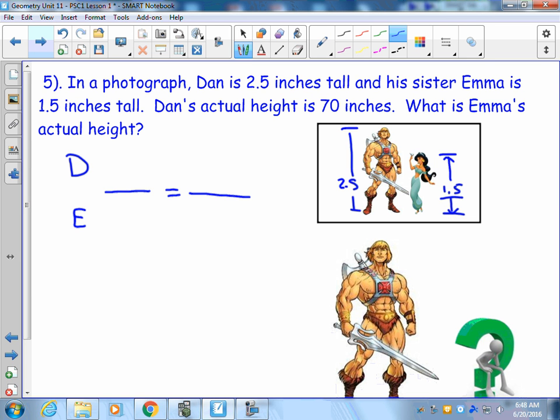Okay, we want Dan, and we could have this flipped around as well, but we want to make sure that Dan is on one level, Emma is on the other, and then we want a ratio for the picture and the ratio for the actual. So the picture, Dan is 2.5, Emma is 1.5, and notice I'm just using these headings to make sure that I'm really lining things up properly, because if you don't set up your proportions or your ratios properly, there's no way to get a right answer. So Dan is 70 inches tall, and we're trying to find Emma's height, so that is our x value.